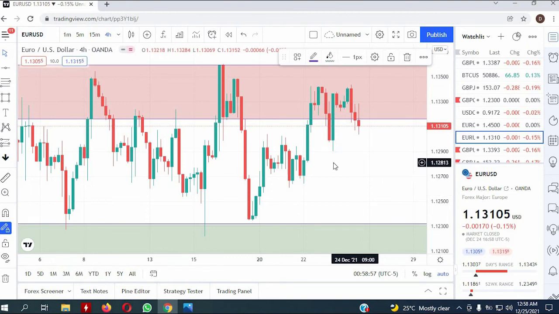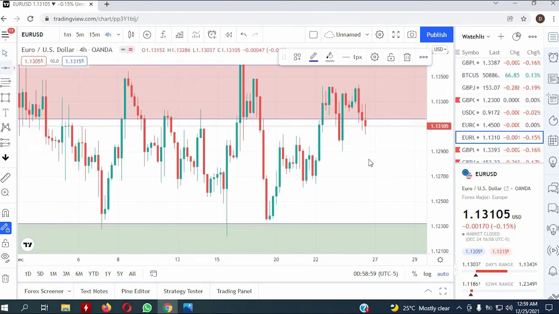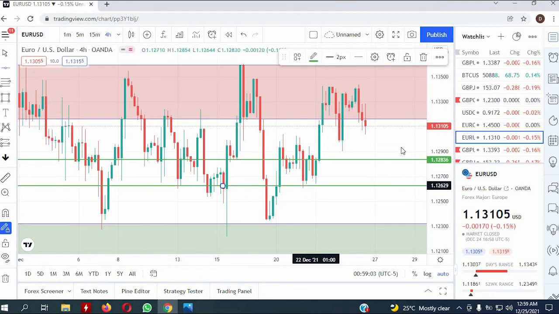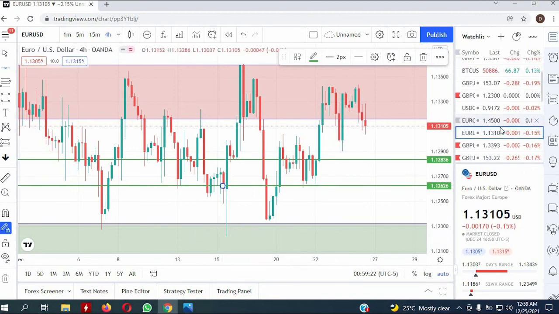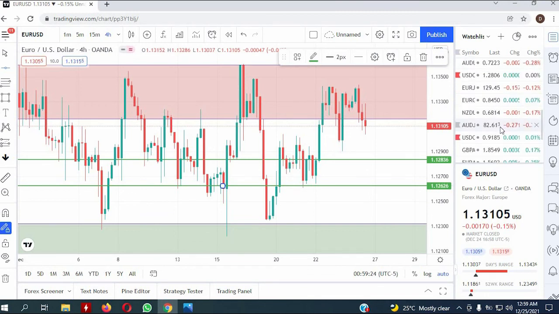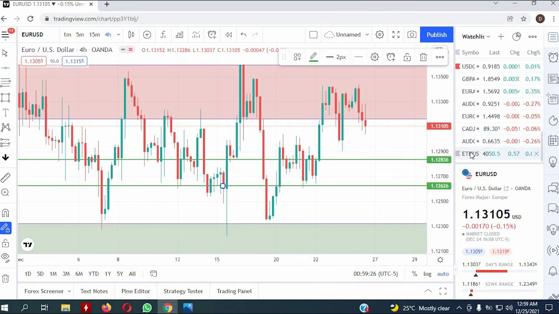Now the EUR USD, if it fails to break above the range, it will push down into this area for a retest at 1.2836 to 1.2626. So that's it for the EUR USD. Let's move over to the Ethereum.